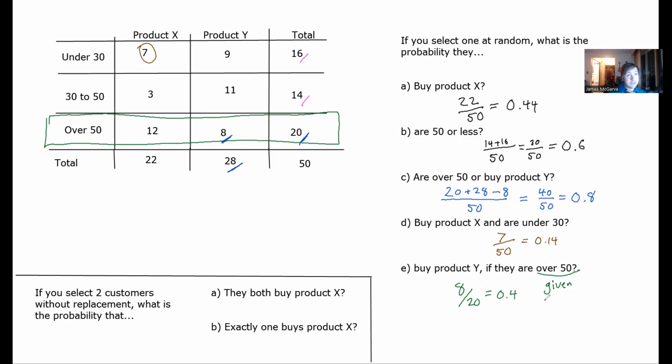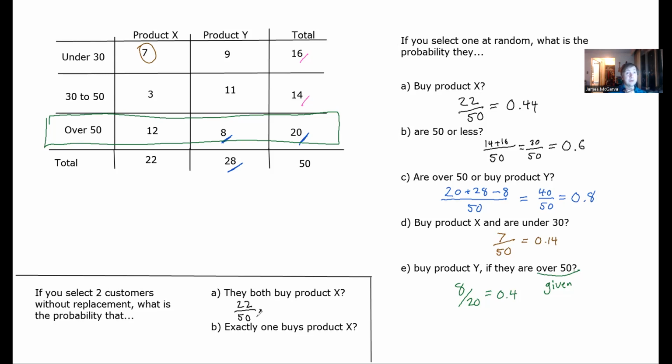All right, and so this is our basic contingency table stuff. But there's sometimes in these questions a little add-on, which is about selection without replacement. So if you select two customers without replacement, what's the probability that they both buy product X? So we've already done buy product X. It was 22 out of 50, right? So if I select one, 22 out of 50, that's the probability that they buy product X.